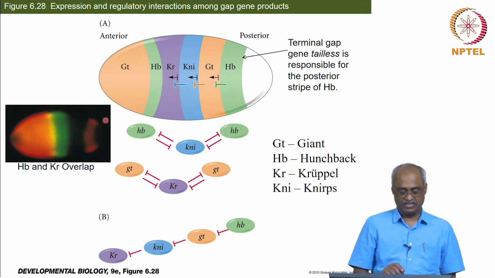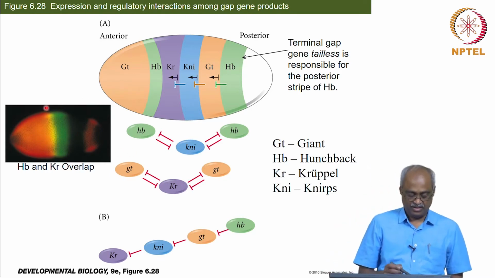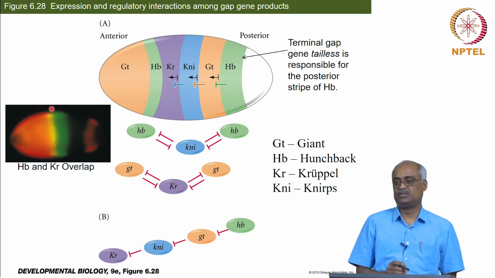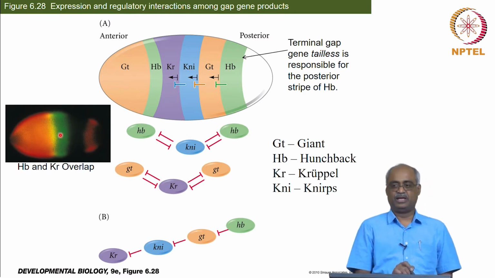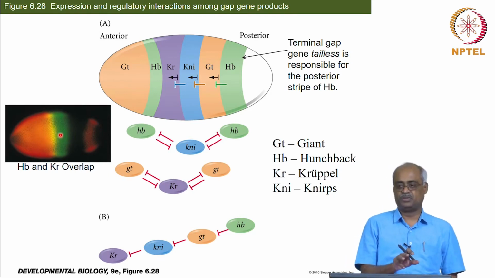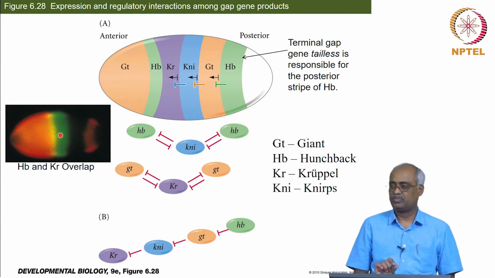For example, if you see this image, the in situ image, you can see hunchback expression and Krüppel overlap here, okay. The green is Krüppel. So, they overlap here, and these overlaps are also important. What it tells you is different parts of the embryo are going to have different combinations and different concentrations of the gap gene products. That is the key thing to remember here. Concentration, combination, both are going to vary along the anterior to posterior axis.